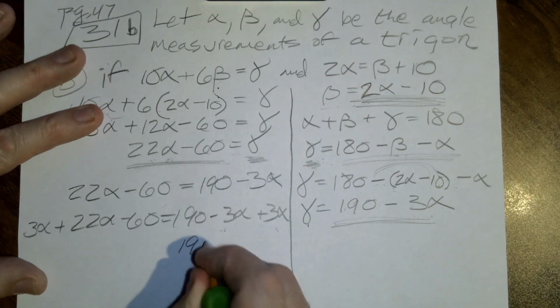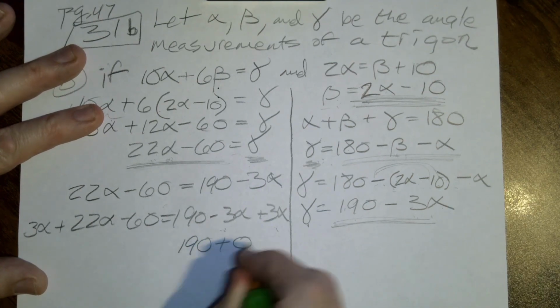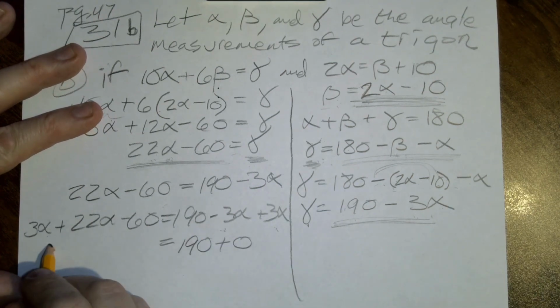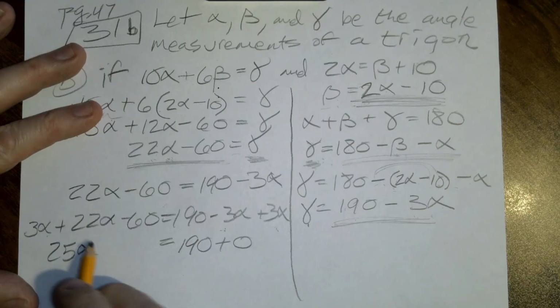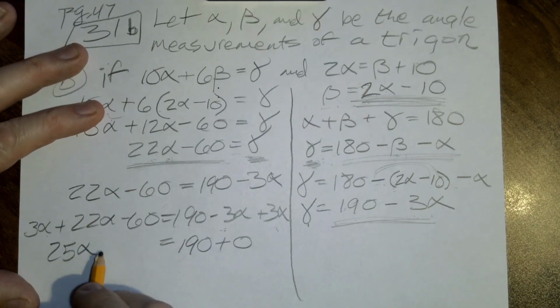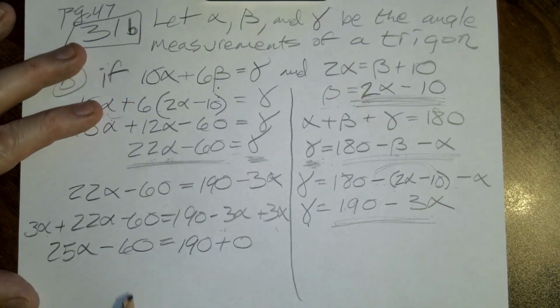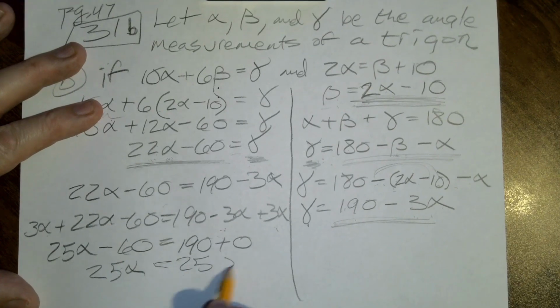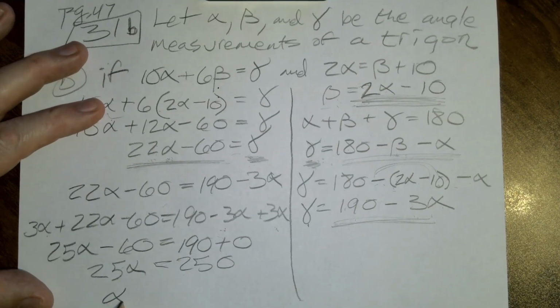That's 0. We have 190 plus 0 equals 25 alpha minus 60. So let's add 60 to both sides. So this is 25 alpha equals 250. That makes alpha equal 10 degrees.